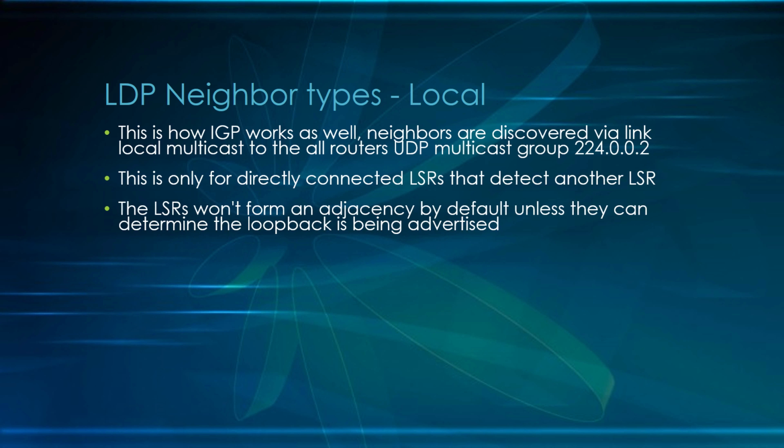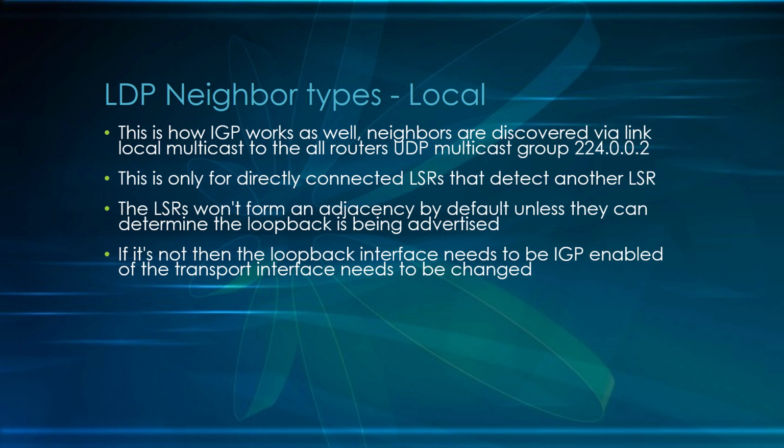The LSRs won't form an adjacency by default unless they can determine the loopback is being advertised, which is why I mentioned that if you don't enable it in IGP, you'll never receive labels. The loopback interface needs to be advertised, needs to be IGP enabled, and the transport interface needs to be changed.